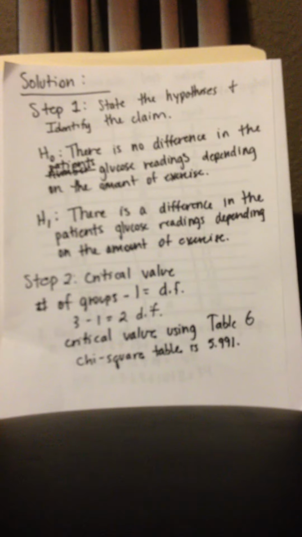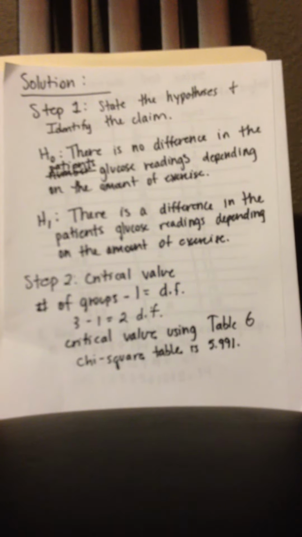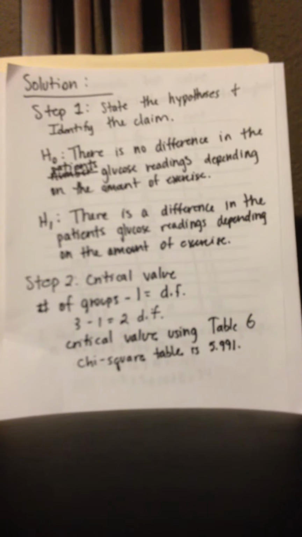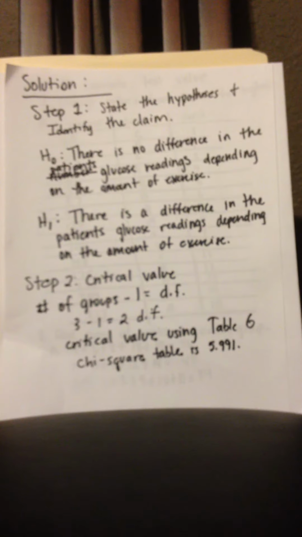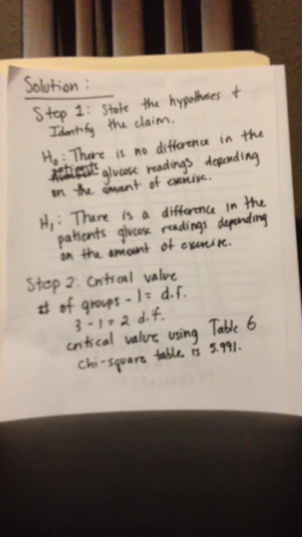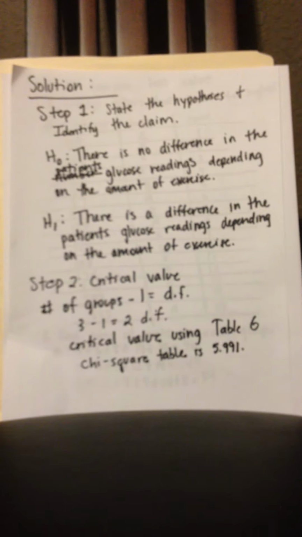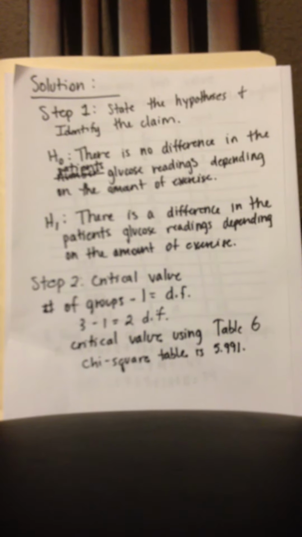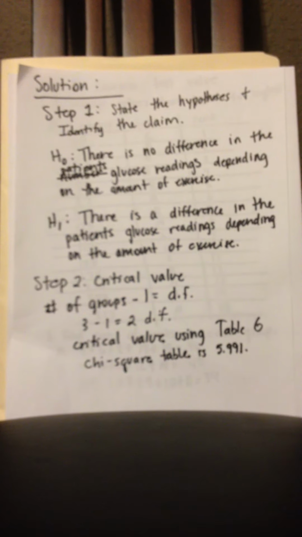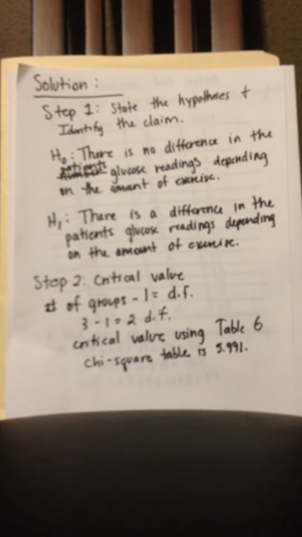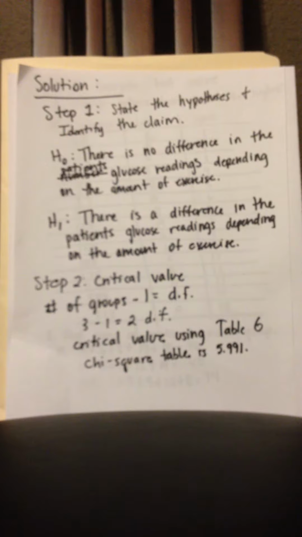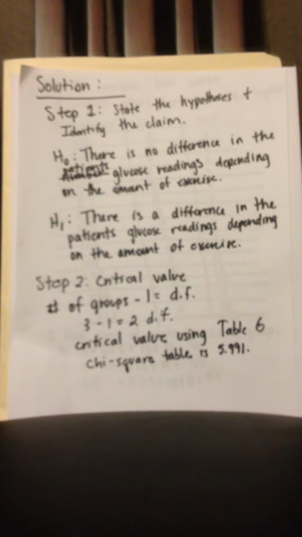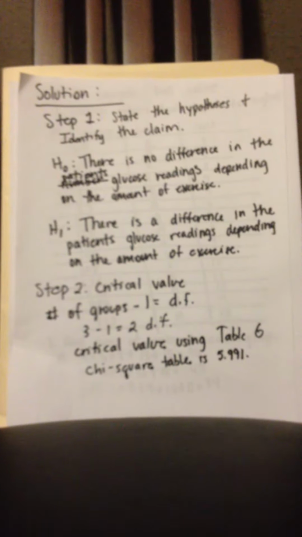The next step to a Kruskal-Wallis problem is we have to identify the critical value. The equation for the critical value is k minus 1 gives you the degrees of freedom. And k in the Kruskal-Wallis test is the number of groups. So 3, the number of groups because we had groups A, B, and C, minus 1 equals 2 degrees of freedom. The critical value using table G, or the chi-squared table, is 5.991.